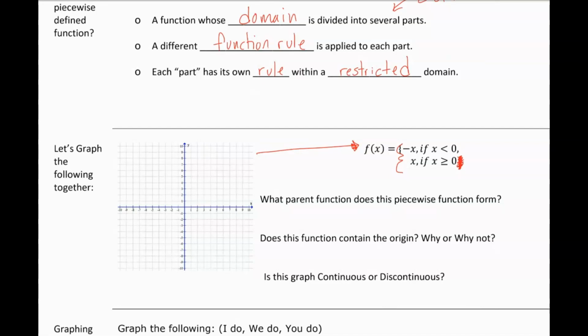Now notice here, there are two separate functions. There are two separate equations written. Our first is negative x if the x values are less than 0. And the second one is x if our x values are bigger than or equal to 0. So this means we are going to be graphing two separate lines, depending on which x values we're talking about. So let's graph the first one.